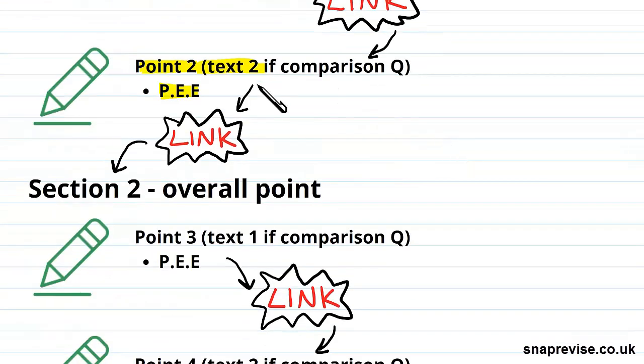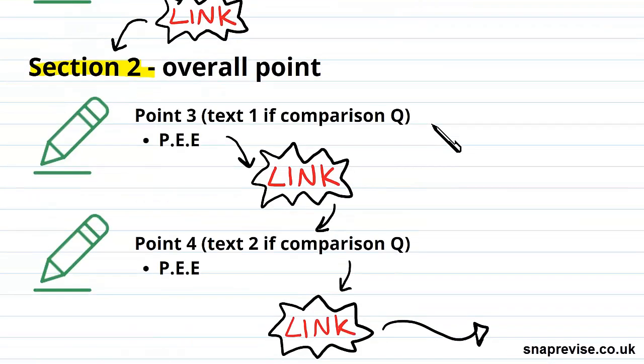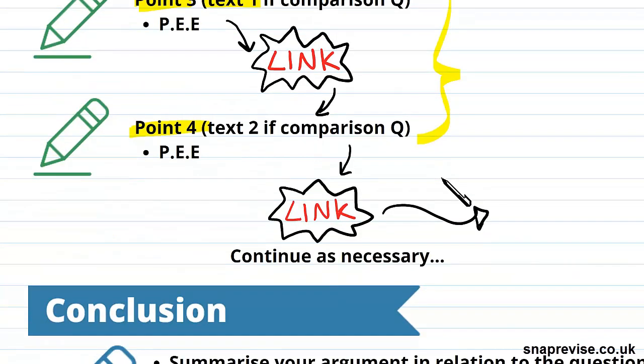I then want to link into my second section where I make another overall point that encompasses the two points that I'm going to make. So then I make my third point, again, if it's a comparison question, write about your first text, then it's really important to link together. Then I'm going to write my fourth point, again, second text if it's a comparison question, and so on and so forth. You can write as many sections as you like, but make sure that you do leave time to write a conclusion in the exam.